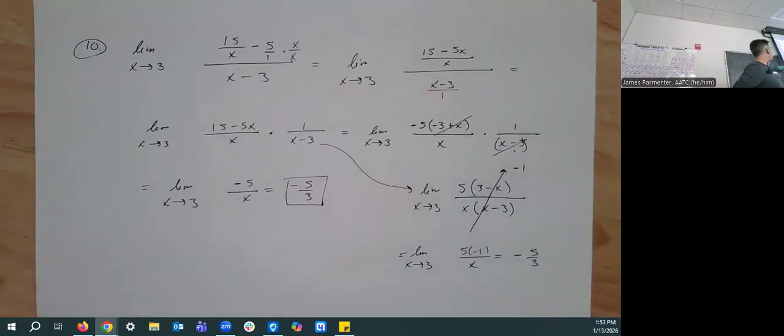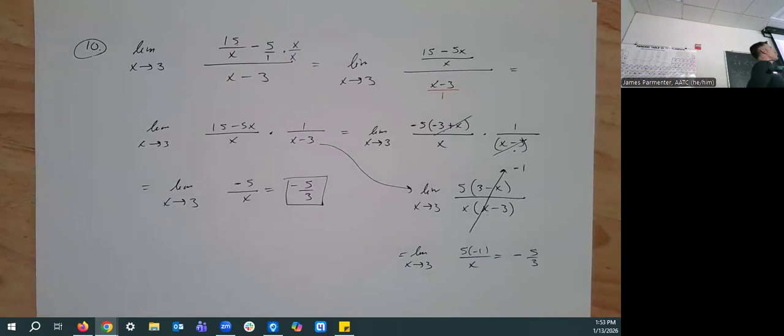Yes. In that scenario, could you also just multiply that out and then plug in 3 and get the same answer? You mean after we cancel stuff? Yeah, so it'd be like, oh wait, no, that still wouldn't. I think we definitely have to do the factoring here.